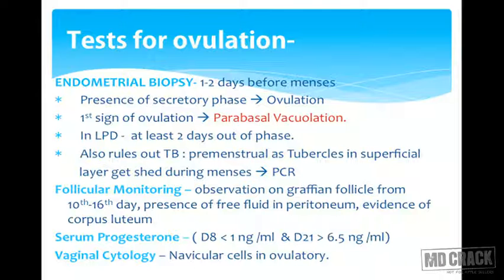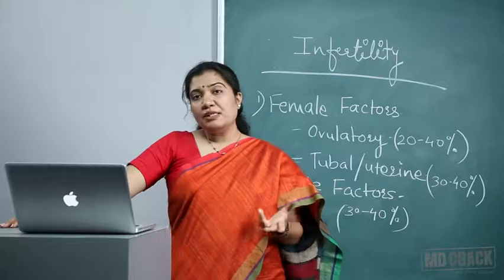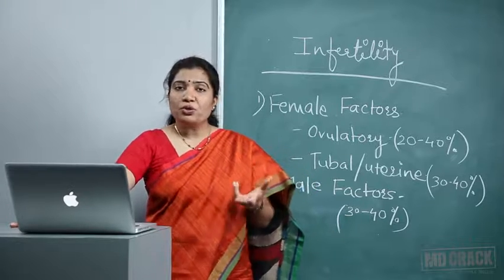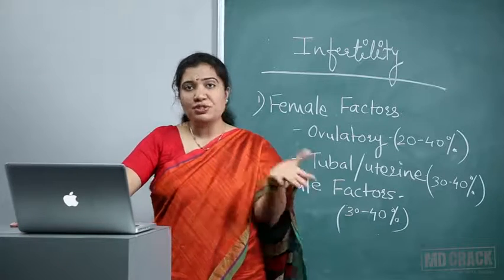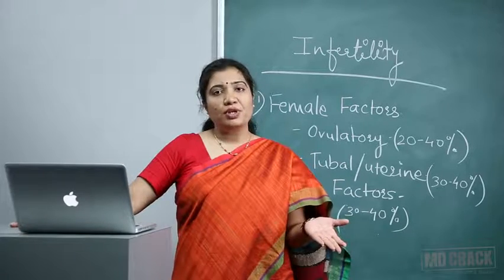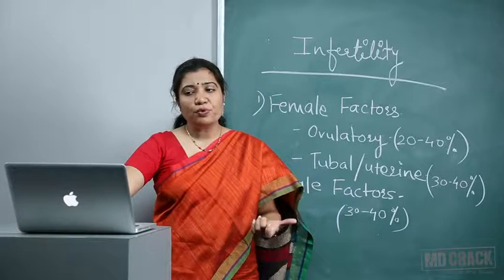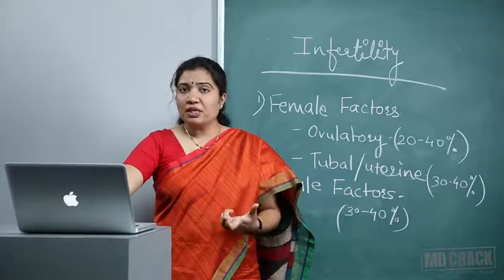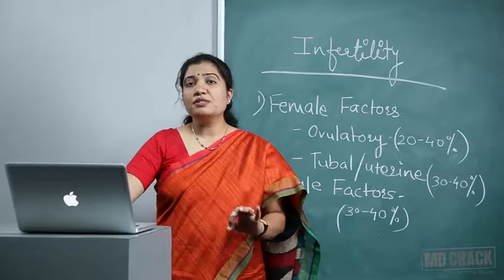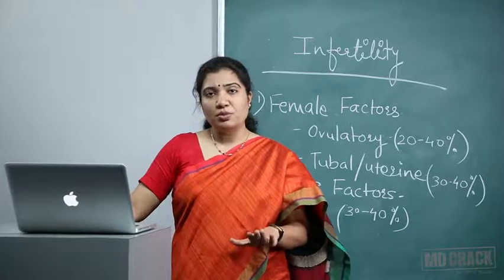Best test which is practically done is not any of these, but follicular monitoring. On ultrasound, we go on observing the follicle. It gets selected, then it gradually goes up in size. Usually the sonography is done from the 10th day to the 16th day. And suddenly on the 14th or 15th or 13th, the growing follicle vanishes. It disappears. We cannot see that follicle anymore on ultrasound. And because of ovulation, there is some free fluid seen in the pouch of Douglas. So these are the signs of ovulation on ultrasound.